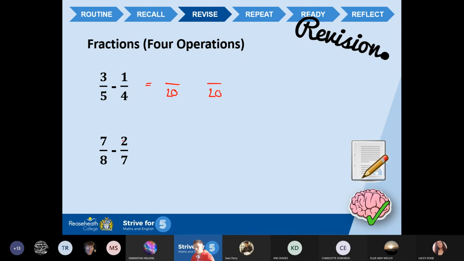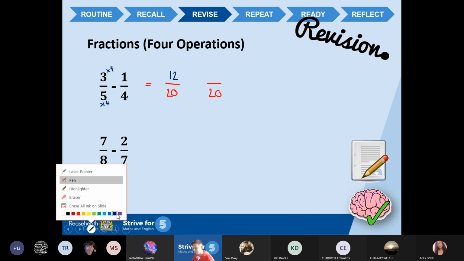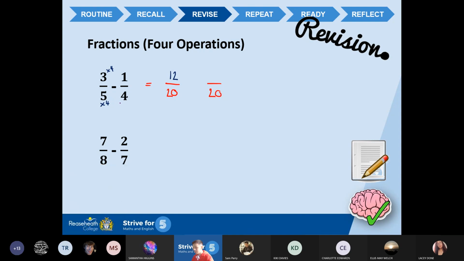Then I ask myself, well, how do I get from the 5 up to 20? Well, I times it by 4. Whatever I do to the bottom, I do to the top. 3 times 4 is 12. Okay. Next little bit, let's change it to purple now. How did I get from 4 up to 20? I times it by 5. Remember this 5 over here, and I times the top by 5 as well. 1 times 5 is 5.